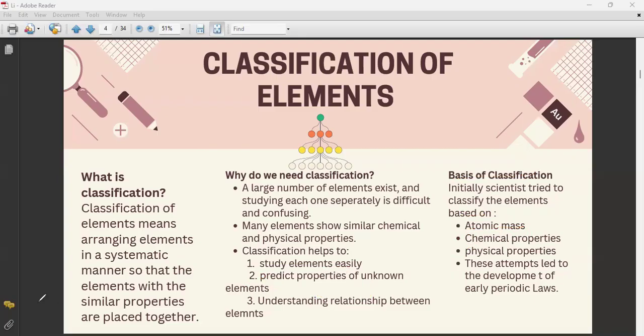I hope the classification was a very easy topic, and if it comes, you can write it in a very proper manner.